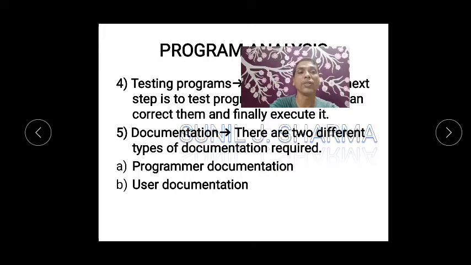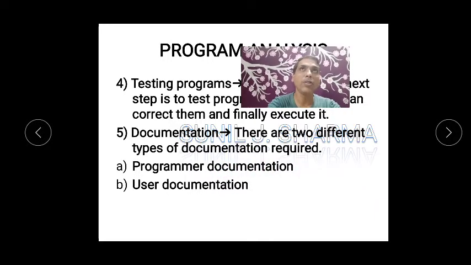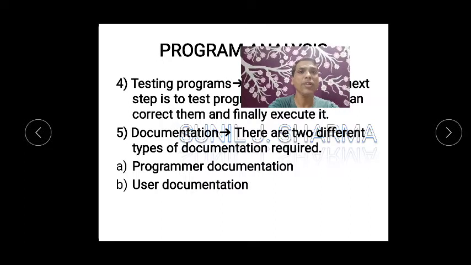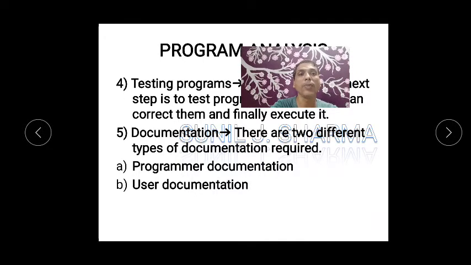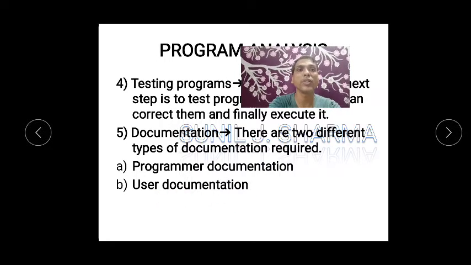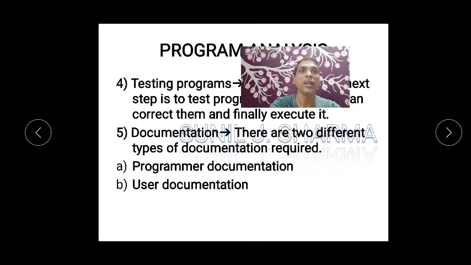Now documentation. There are two different types of documentation required. Programmer documentation, you can say, covers what programming language you have used, how many loops are there, whether some complex programming is there. User documentation is how to use this or which kind of software you will be using, like with mobiles or washing machines, we get a user manual on how to use it. In the same way, if you want to provide some user manual, that also can be done.